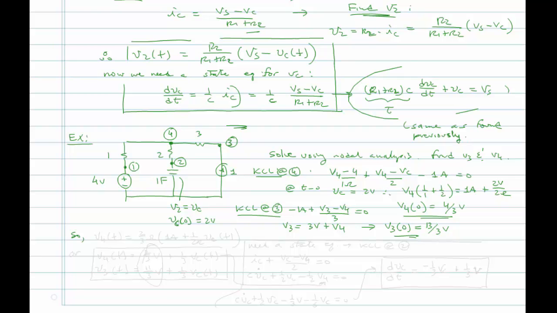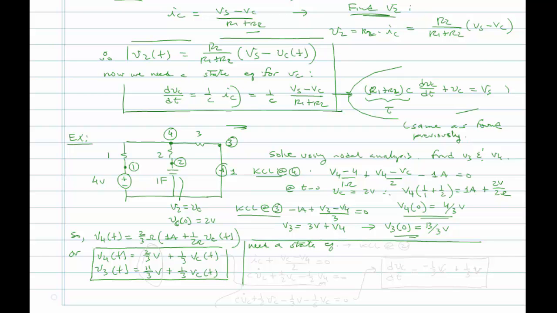So we can write that V4 of t is going to be equal to 2/3 of an ohm times 1 amp plus 1/2, or 1 over 2 ohms, times VC of t. We can rewrite it as V4 of t is equal to 2/3 of a volt plus 1/3 times VC of t. And we can also write that V3 is going to be equal to 11/3 of a volt plus 1/3 of VC of t. At this point we haven't dealt with how the capacitor voltage changes with time, so we need a state equation.